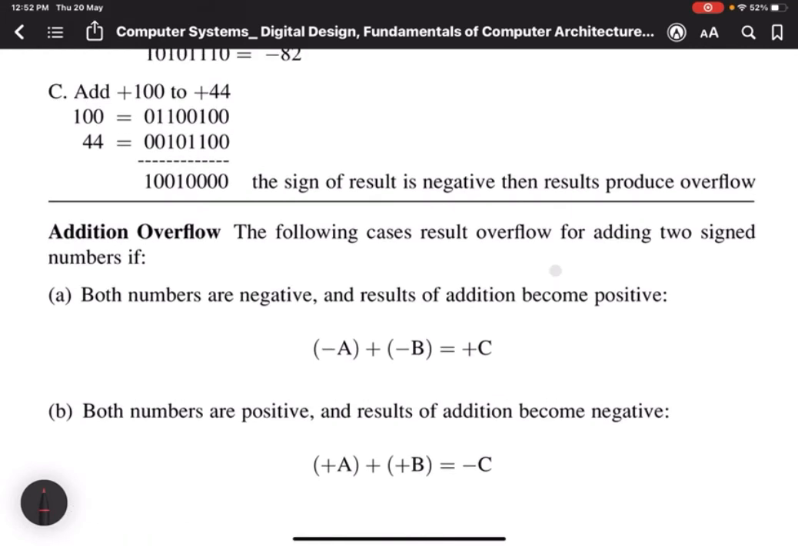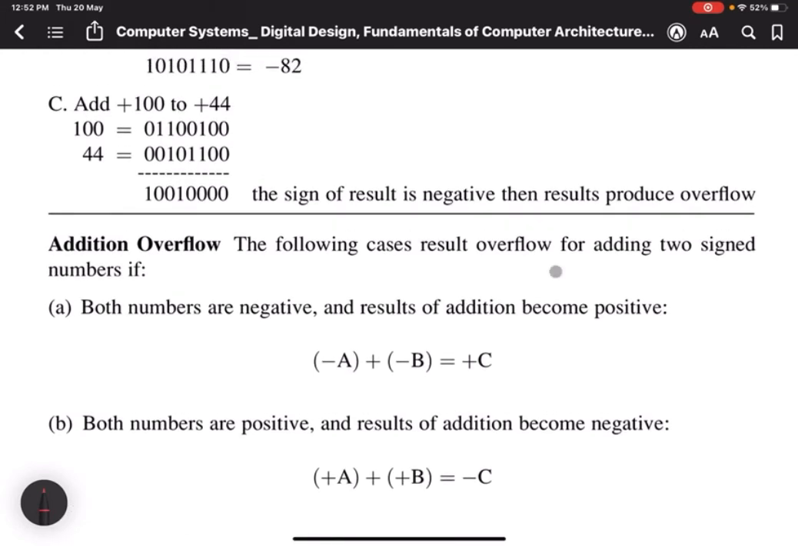Those are the conditions under which the operation will produce an overflow. Okay? So basically that would be the coverage of our prelim, no? Sa ating subject na logic design.